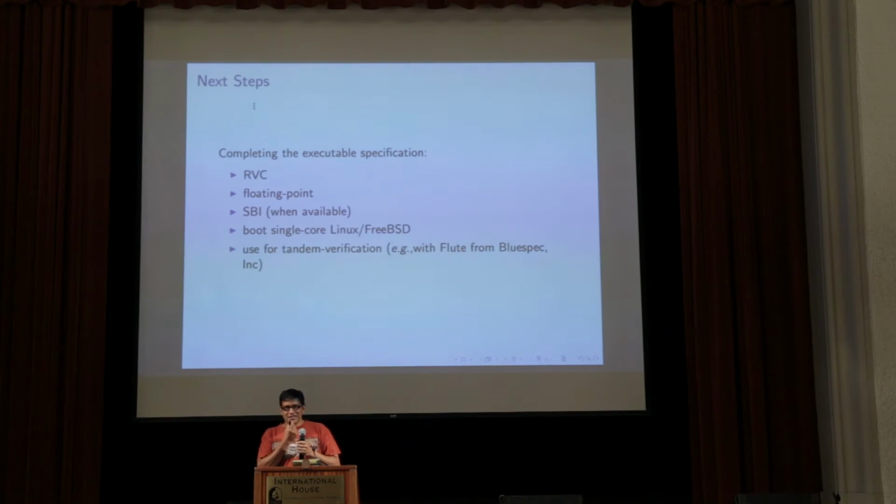So the next steps for this formalization effort are basically to complete the specification. It needs to handle the RVC instructions, floating point, the SBI spec when it becomes available, and then we can think of booting Linux and FreeBSD using this formal spec, and tie it back to the processor implementation that we have from BlueSpec.